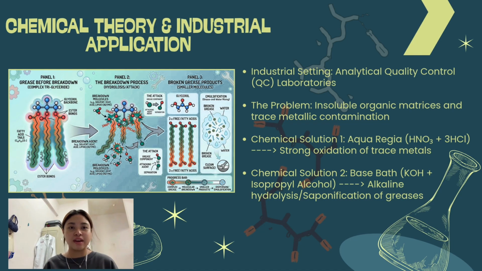Now that we understand why atomic cleanliness matters, let's dive into the core chemical theory and its industrial applications. In industrial manufacturing and quality control laboratories, simple soap completely fails to strip away stubborn, insoluble compounds like silicone grease or heavy metal residues. To solve this, we must apply advanced chemical digestion strategies. The first heavy-duty application we frequently see in analytical setups is the use of aqua regia. This is a highly corrosive mixture formulated by combining concentrated nitric acid and hydrochloric acid in a 1:3 molar ratio.